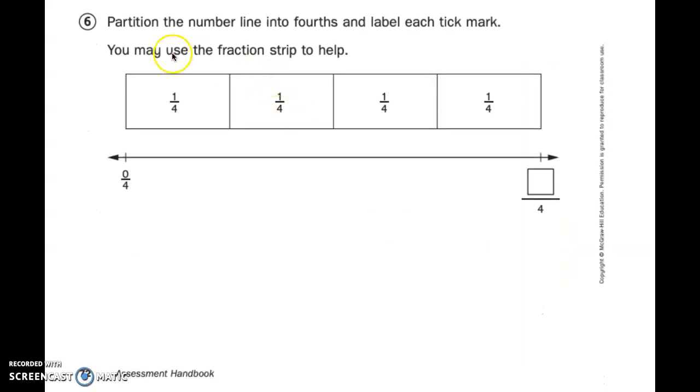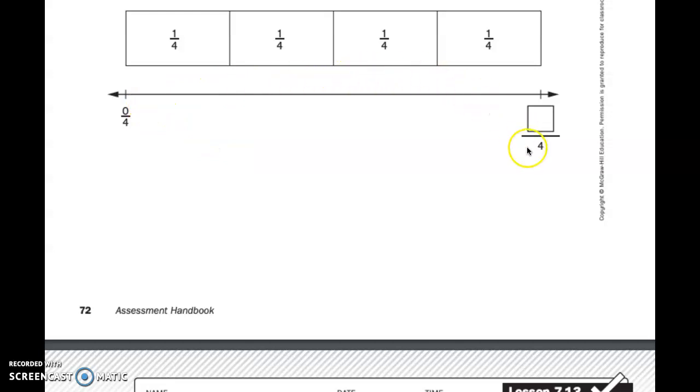Number 6, partition. Ooh, we heard that word before. Think of what you see or hear in the word partition. Partition the number line into fourths and label each tick mark. You may use the fraction strip to help. So you can use this fraction strip, but you want to partition this number line into fourths and label each mark. Right on this number line, and I see that you need to fill in this box as well. What belongs in that fraction?